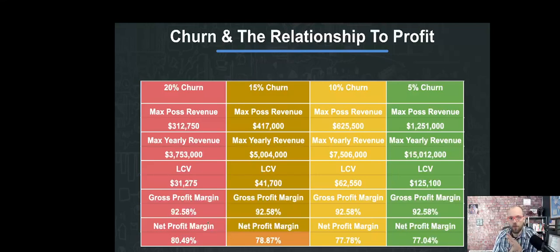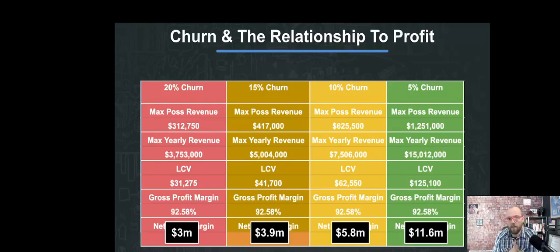So if we assume you've got the industry average of 20% churn rate, that massively limits what you can earn as your maximum yearly revenue. This is why understanding churn rate and the relationship it has with your business is so important, because it severely limits the amount of money you can earn. So let's put some figures on this so it makes more sense.